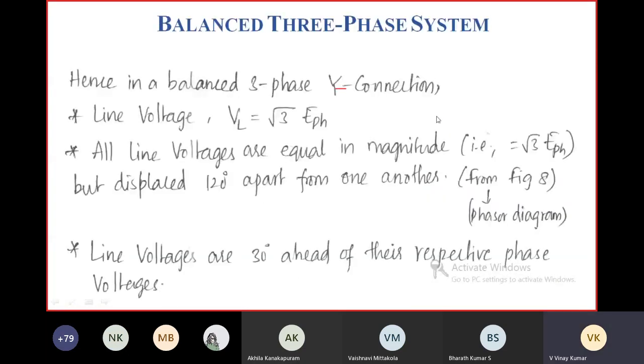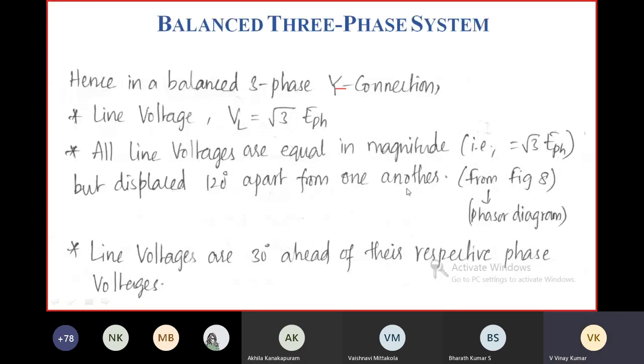Not only phase voltage but also line voltage are equal in magnitude but displaced by an angle 120 degrees from each other. So all line voltages are equal in magnitude but displaced by an angle 120 degrees from each other. All phase voltages are equal in magnitude, displaced by an angle 120 degrees from each other. And VL is equal to root 3 VPh.